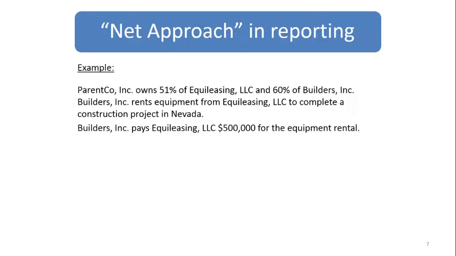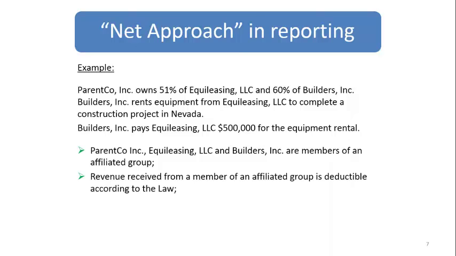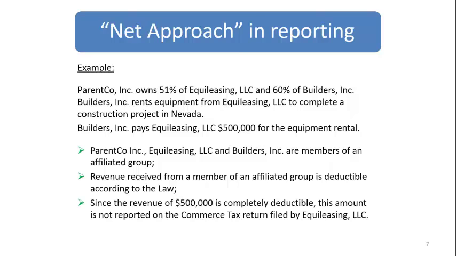To illustrate the net approach, we have prepared the following example. Parent Co. owns 51% of Equileasing LLC and 60% of Builders Inc. Builders rents equipment from Equileasing and pays them $500,000. For commerce tax purposes, an affiliated group is 2 or more businesses with common ownership of 50% or more. So these 3 businesses qualify as members of an affiliated group. Revenue received by one member of an affiliated group from another member is deductible under the commerce tax law. Since the $500,000 is completely deductible, Equileasing does not need to report this amount on the commerce tax return.